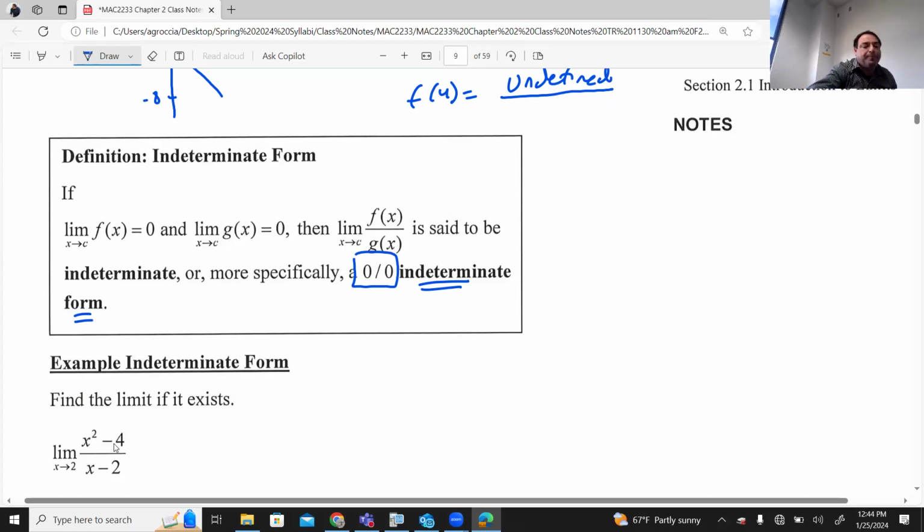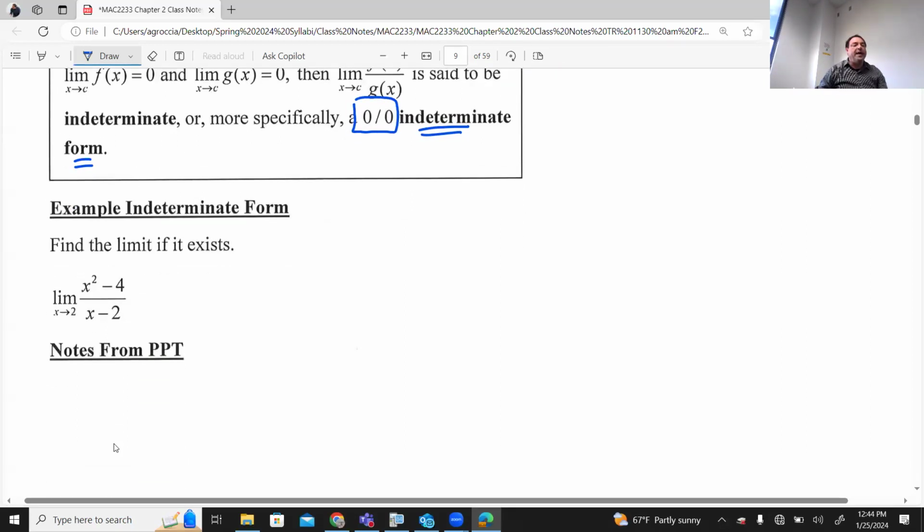So what do I mean by that? You know that if you plugged in 2, you would get 0 for this function. But what actually happens is you get 2 squared minus 4 over 2 minus 2, which gives you 4 minus 4, which is 0/0. When that happens, we have a name for it. It's called indeterminate, which means we don't know. Undetermined.